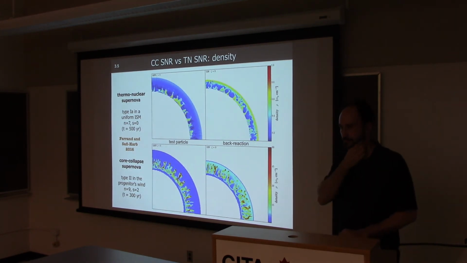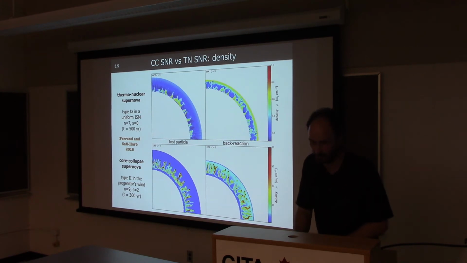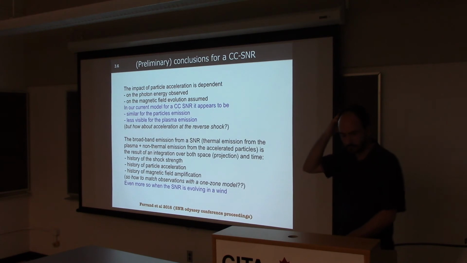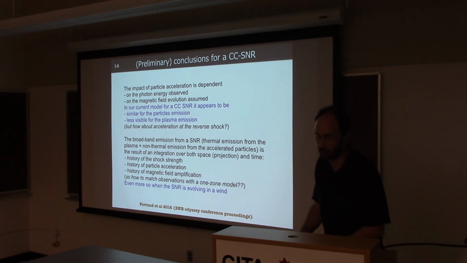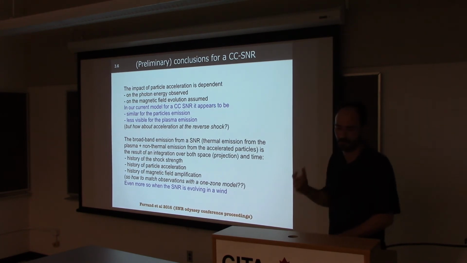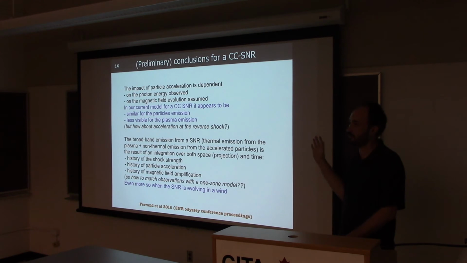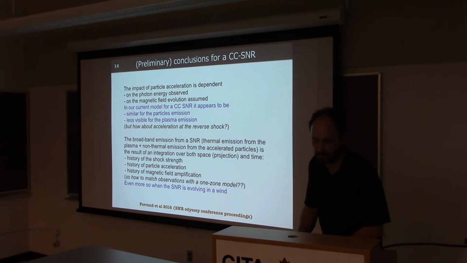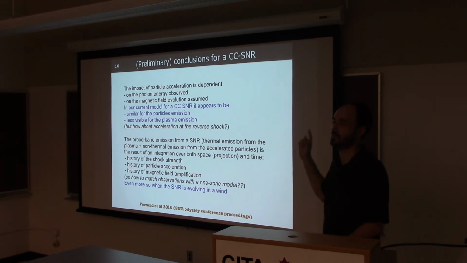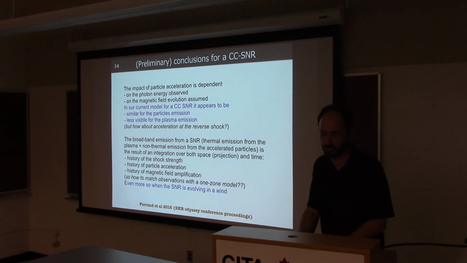But otherwise, the differences in terms of particle acceleration were not so important. It's the same kind of effect: it depends on the energy at which you observe and on the magnetic field evolution assumed. And it's actually less visible in what I did so far in the core collapse case, because it's more dominated by the ejecta, and here I'm only doing particle acceleration at the forward shock.